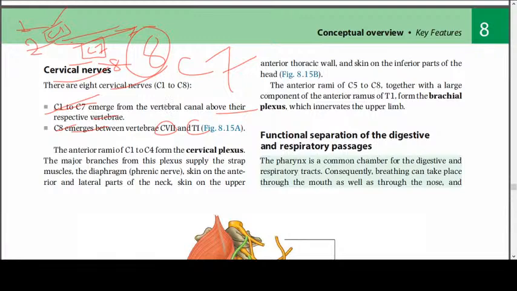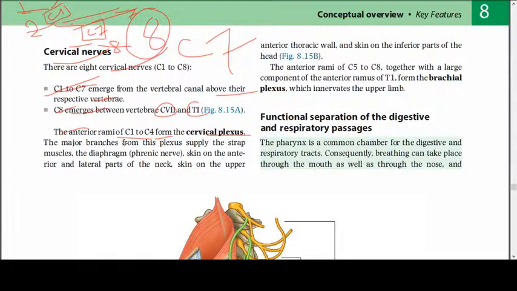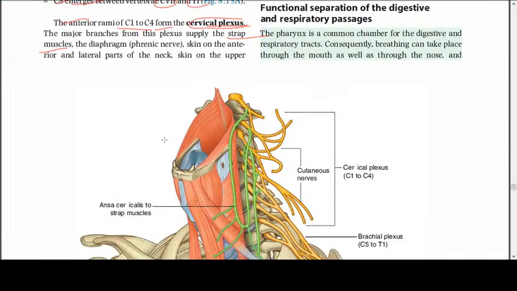There are 31 pairs of spinal nerves. The anterior rami of C1 to C4 form the cervical plexus. The major branches from this plexus supply the strap muscles. So what are strap muscles? There is something called the brachial plexus below it, but C1 to C4 form the cervical plexus.